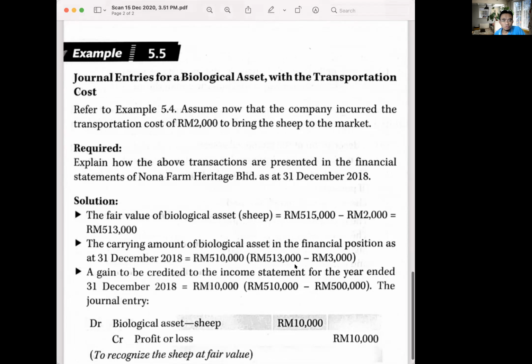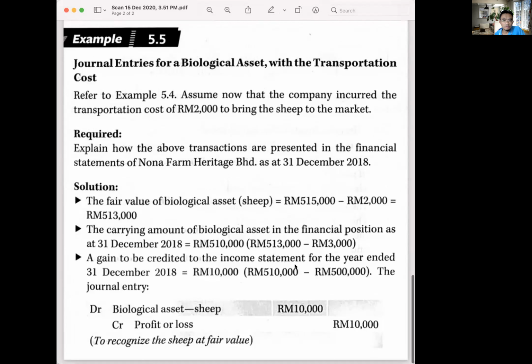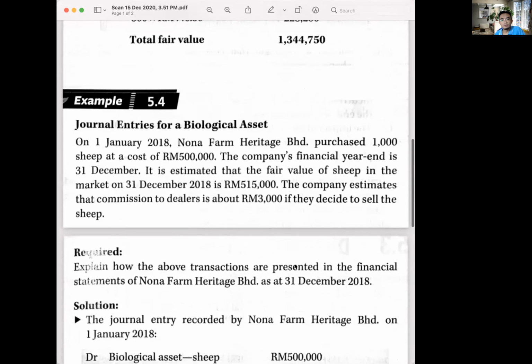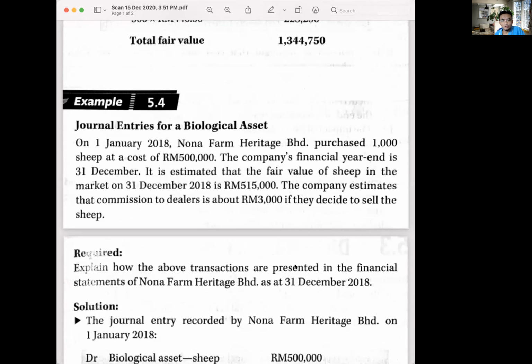Okay, yang seterusnya pun sama lebih kurang. So dia ada transportation cost and so on. Okay, so that's how the measurement of biological assets works.